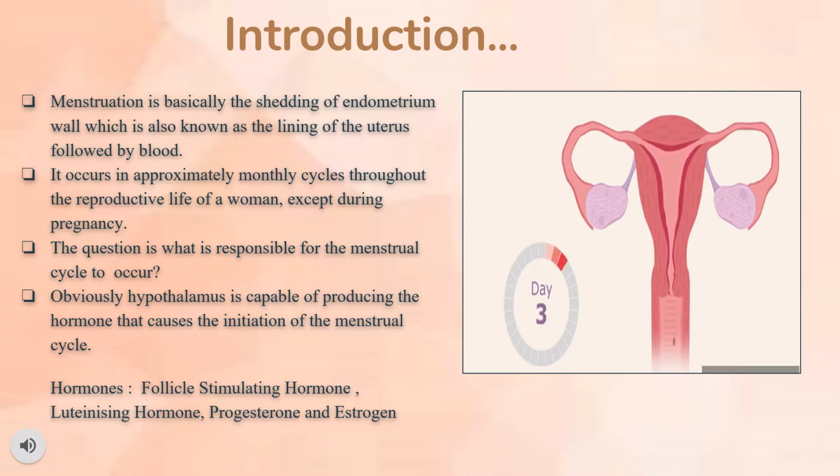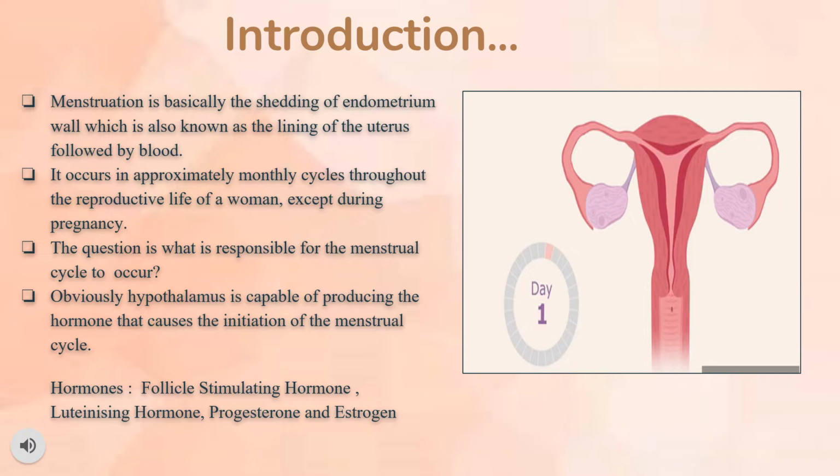So, my group will be presenting about the hormonal regulation during the menstrual cycle today. So, what is menstruation? Basically, menstruation is the shedding of the endometrium wall, which is also known as the lining of the uterus, followed by blood. It occurs every month throughout the reproductive life of a woman once they have reached puberty.